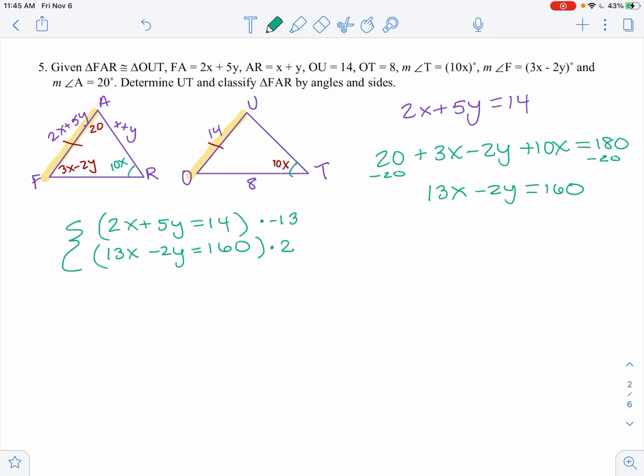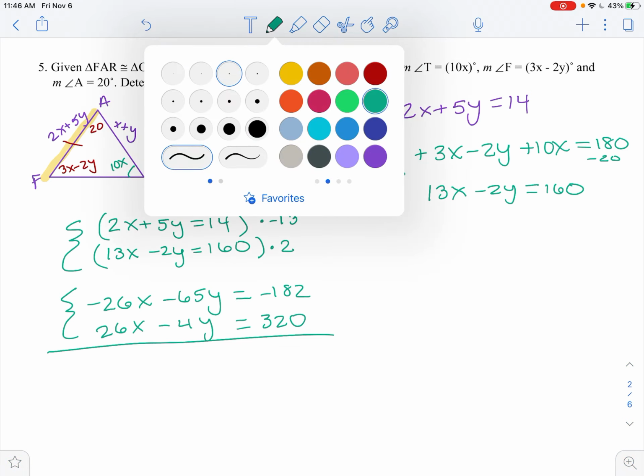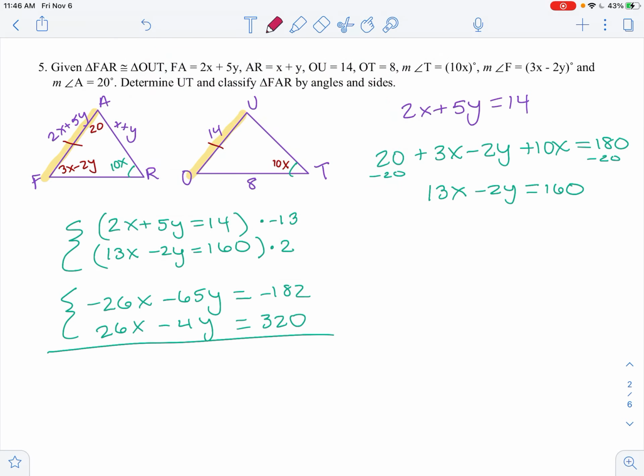So that's going to give me, let's see, 2 times negative 13 is negative 26x. 5 times negative 13 is negative 65y. And 14 times negative 13 is negative 182. And then my bottom equation, 13 times 2 is 26x. Negative 2y times 2 is negative 4y. And 160 times 2 is 320. So here's my system. I had to adjust both equations, which was a bummer.